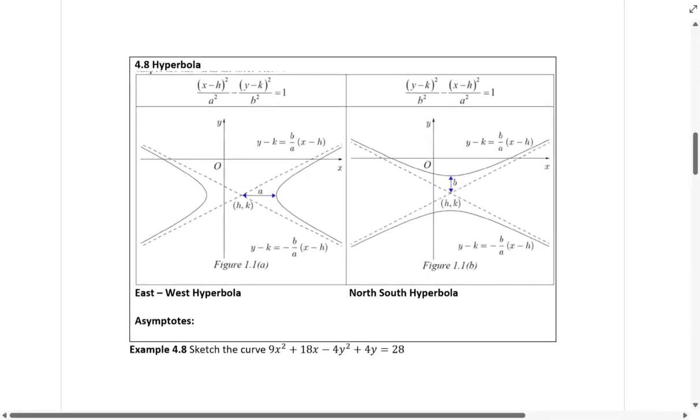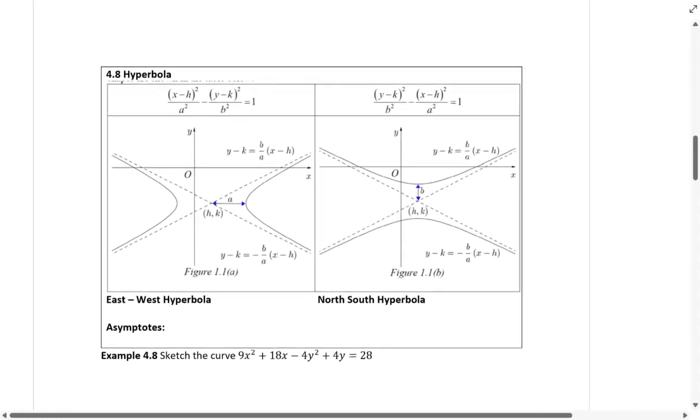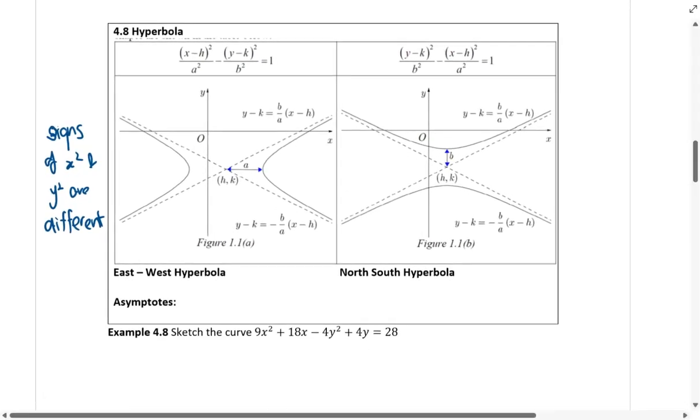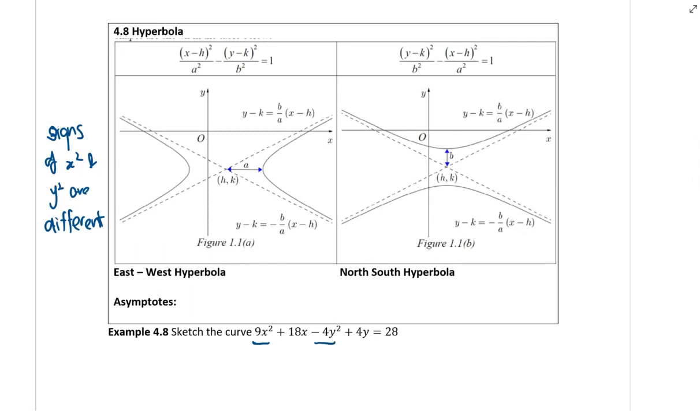Okay, so how do we identify that it's a hyperbola? Number one, the signs of the x square and y square are different. So you have to identify that it could be a positive x square and a negative y square, or the other way around. That will identify whether it's an east-west hyperbola or a north-south hyperbola.